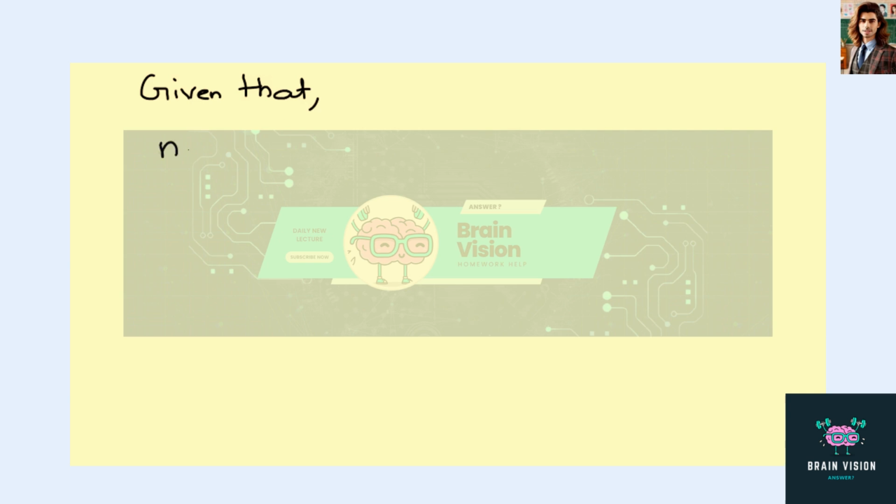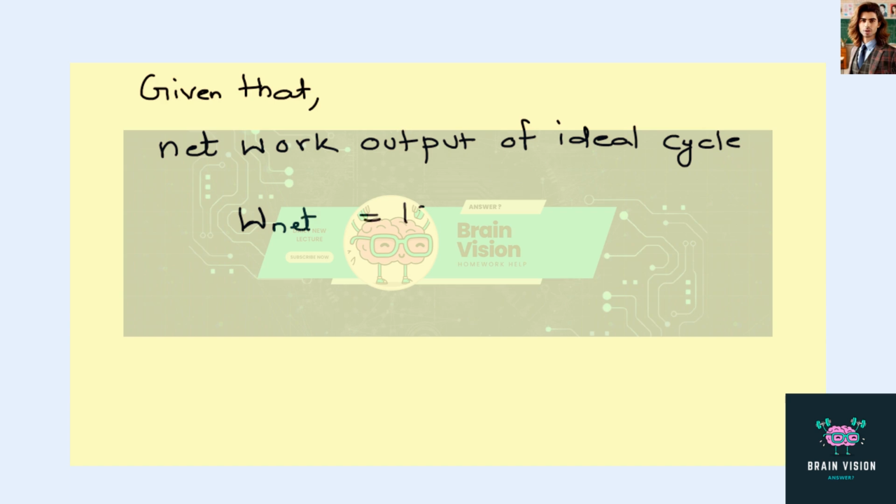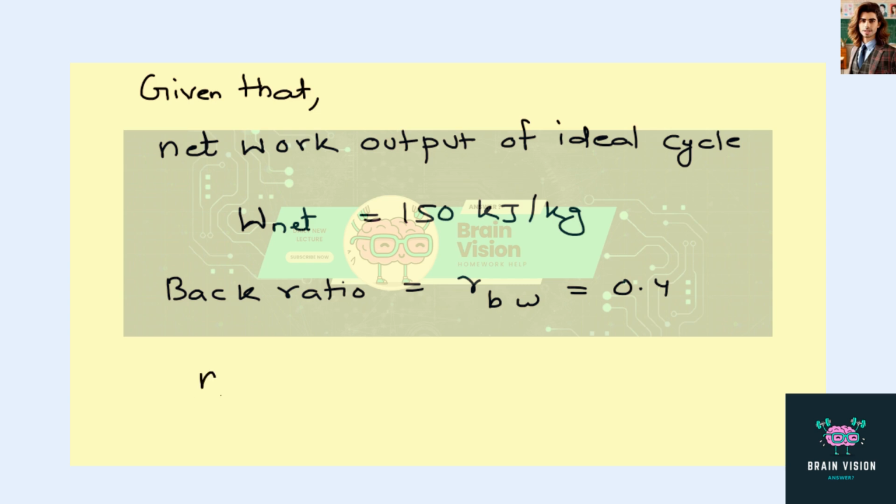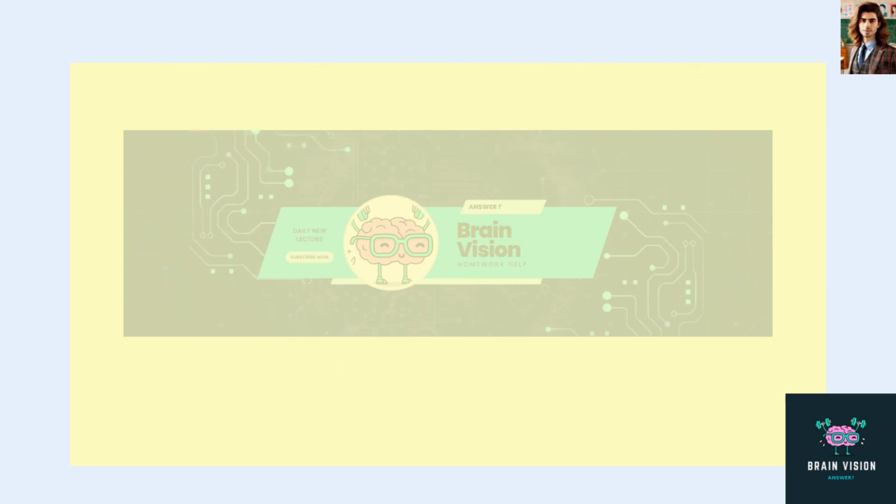First, writing the given data. Given that the network output of ideal cycle is W net, and it is given as 150 kilojoule per kg. And back ratio RBW is equal to 0.4, and NT is equal to NC is equal to 85%. These things are given in the question.